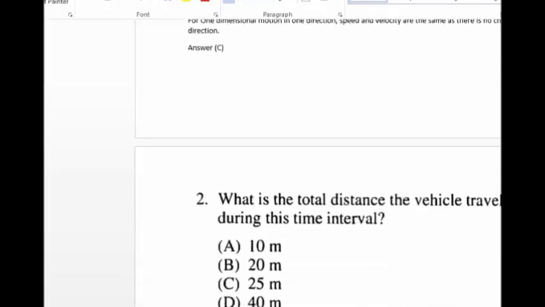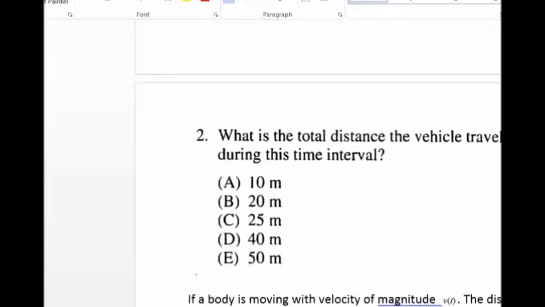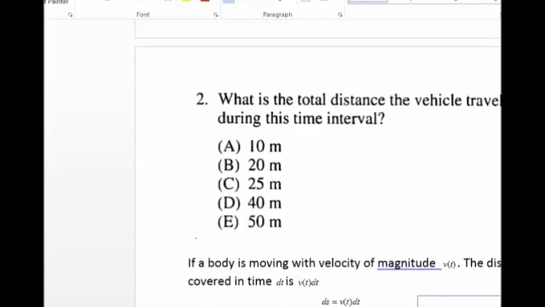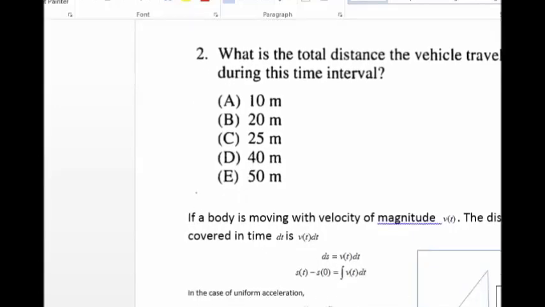Next question is based on the same data for the same vehicle moving on a straight level road. Now what is the total distance the vehicle travels during this time interval? So in 5 seconds, how much distance does it travel? The distance traveled in a time interval is ds equals v(t) multiplied by dt. Suppose the object is traveling with uniform velocity, then simply the distance traveled is the velocity or the speed multiplied by the time.